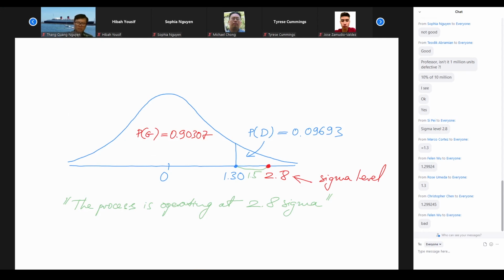Okay. So that's the first example where we go through the event tree to understand the logic behind the outcomes, then calculate the P of G, the P of D, and then calculate the sigma level, and now we have a sigma level to communicate how good the process is, right? 2.8 sounds low, so it's hard to sell our product if we are operating at 2.8 sigma. Let's continue with the second example, and that will help you with question 24. Let me show you the second example.